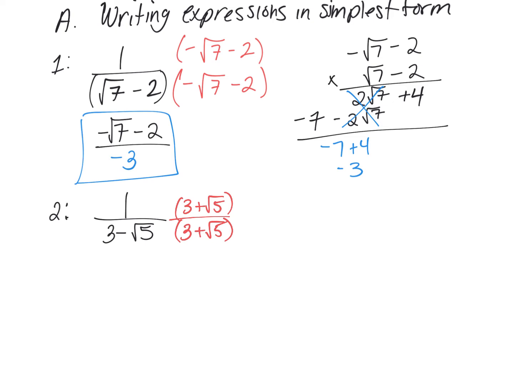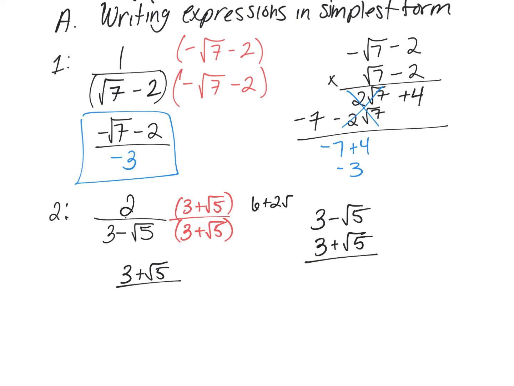So the top is just 1 times 3 plus square root 5, so that's just 3 plus the square root of 5. And then we need to multiply 3 minus square root of 5 times 3 plus the square root of 5. Will the top always be the same? No, if the top is 2, then you distribute the 2. The 3 and the square root of 5. So if this was a 2, then we would get 6 plus 2 square root 5. Okay.